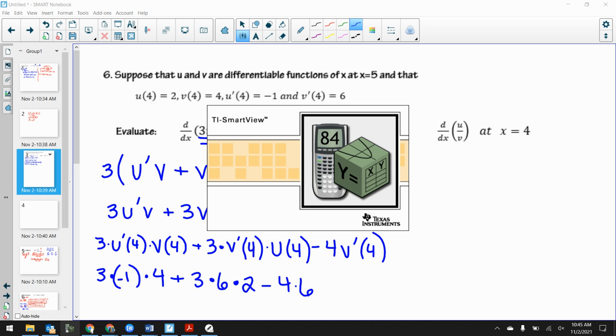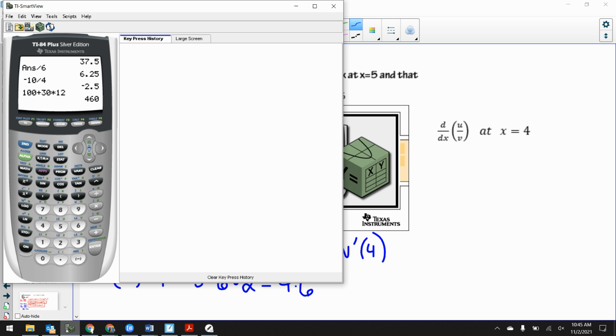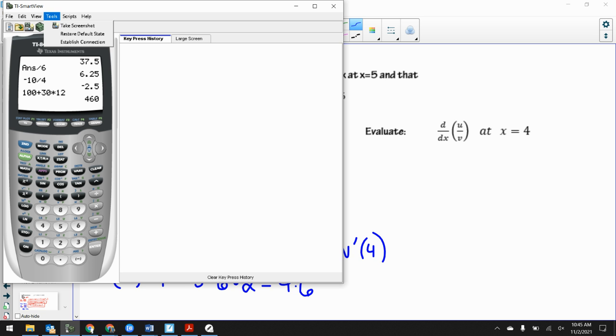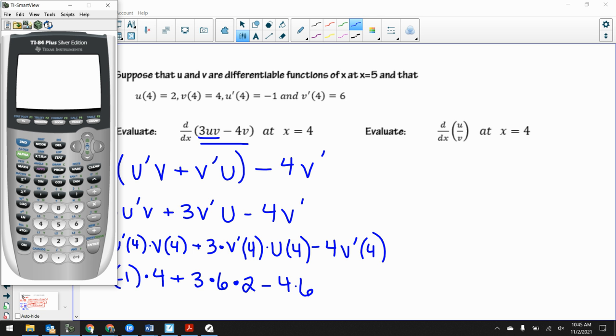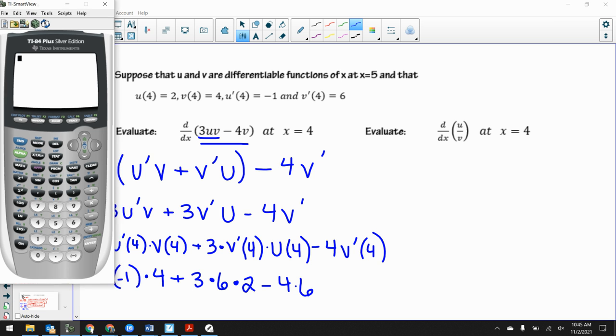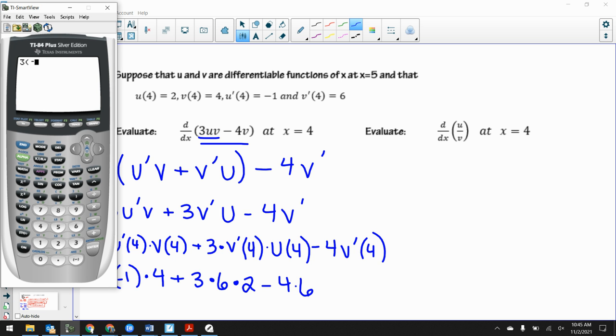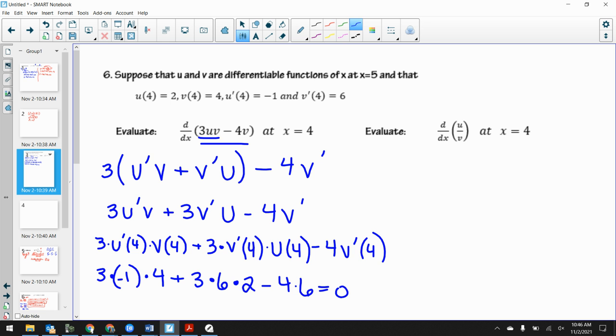So that would be -12 plus 36, so 24 minus 24? Does this really all equal 0? Well, that would be cool. This is 3 times -1 times 4, plus 3 times 6 times 2, minus 4 times 6. 0, that's pretty cool. Equals 0.